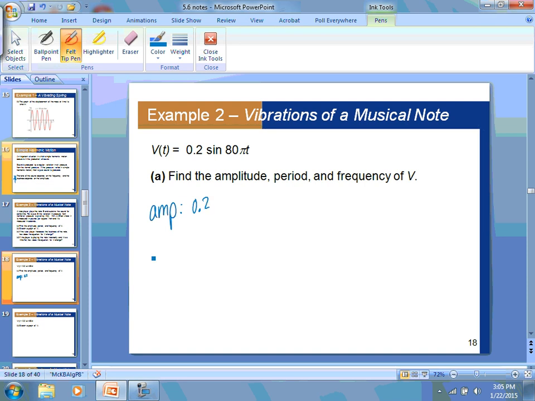The period is still going to be 2 pi divided by that W. And in this case, our W amount is all the stuff that's in front of the T, so that's 80 pi. So we'll have 2 pi over 80 pi. So that's going to be 1 over 40. Okay, so that means for every 1 second, there's going to be 40 cycles. So in order to complete one period or one cycle of this wave, it's going to be 1/40th of a second, actually.